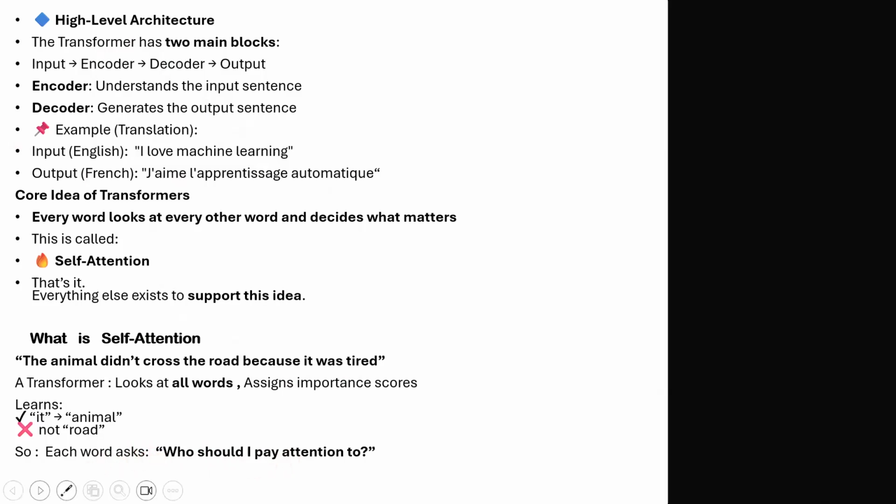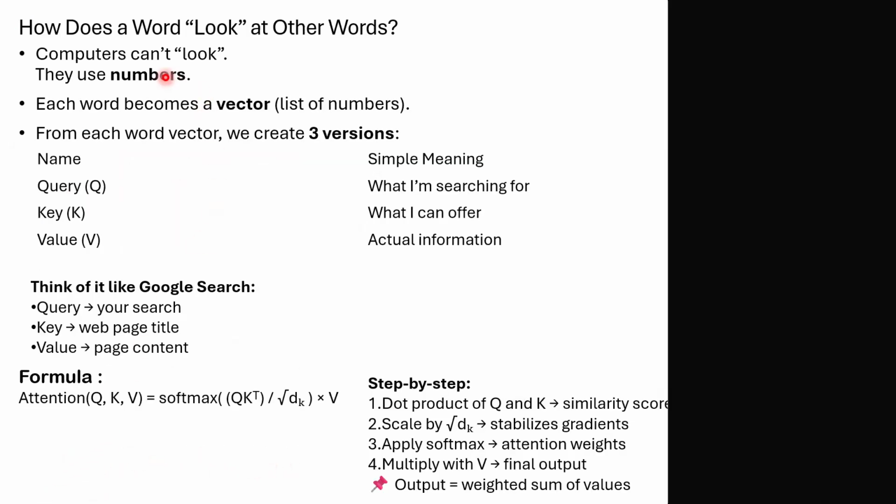So next, moving to the next slide. How does a word look at other words? Computers can't look at this, so computers use numbers. Each word becomes a vector here. A vector is nothing but a list of numbers.